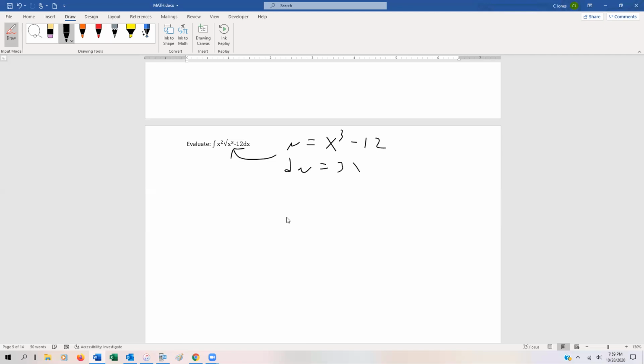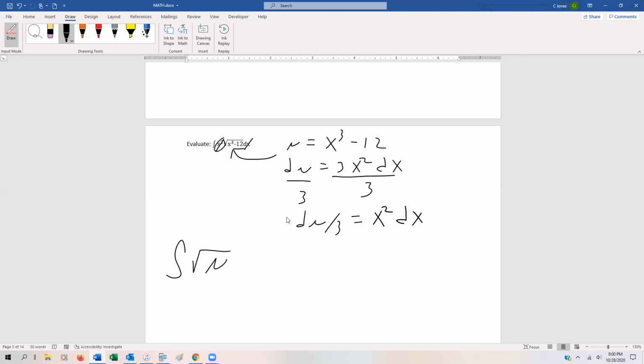The derivative is 3x squared dx. And that's good because we want x squared and we want dx, but we don't want that 3. So what we're going to do is just divide both sides by 3. And that means that du over 3 is going to be x squared dx. Now we're going to substitute for x cubed minus 12, and we're also going to substitute for x squared dx. So we're going to get the integral of the square root of u, and then instead of x squared dx, we're going to have du over 3.